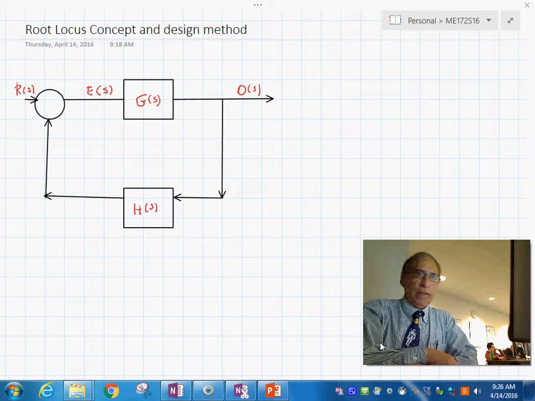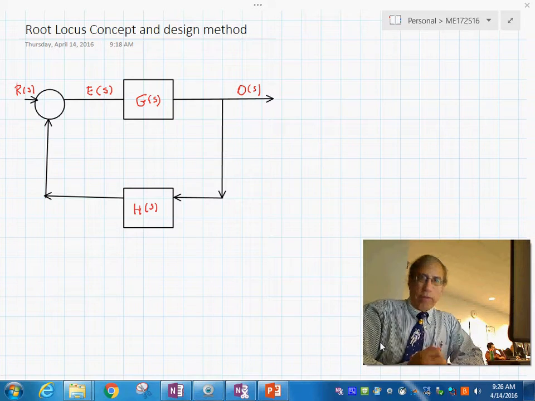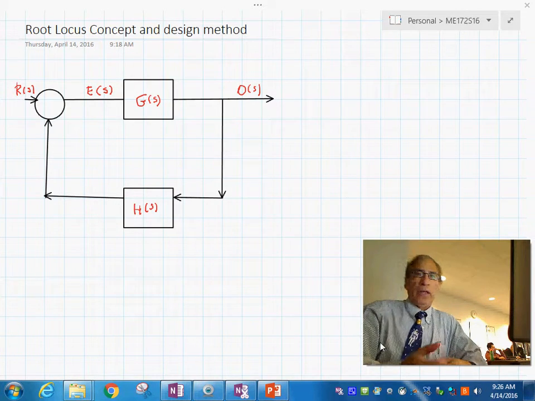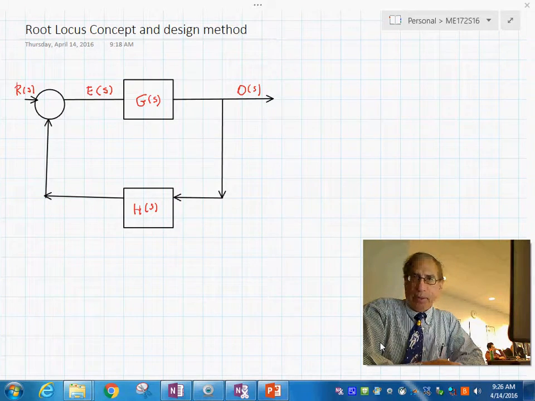Today we're going to see a new method for you. It's called the root locus method. First we have to learn what the root locus concept is.